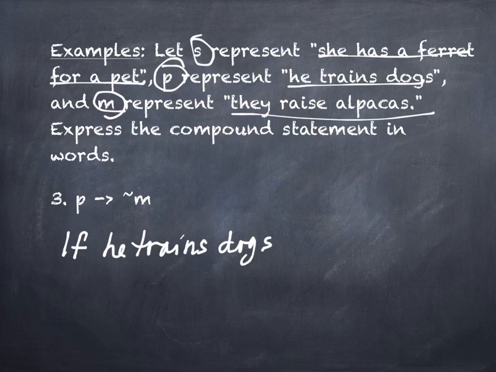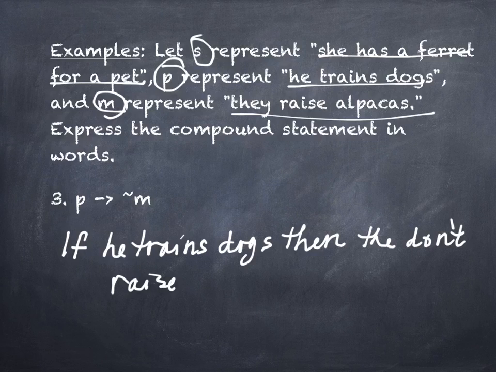what comes next? Then. So the if at the beginning and the then in the middle come because of the arrow, right? And then we need the statement that's the tilde M, and M was the statement they raise alpacas, so they don't, or do not, raise alpacas.